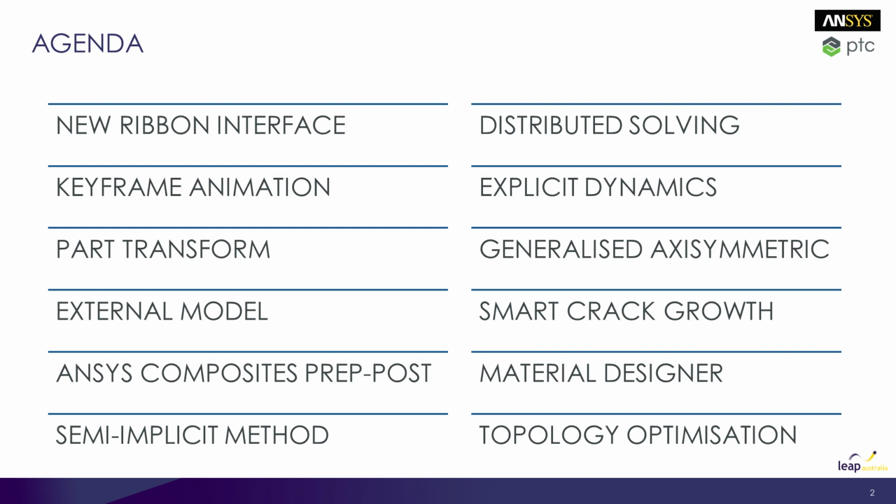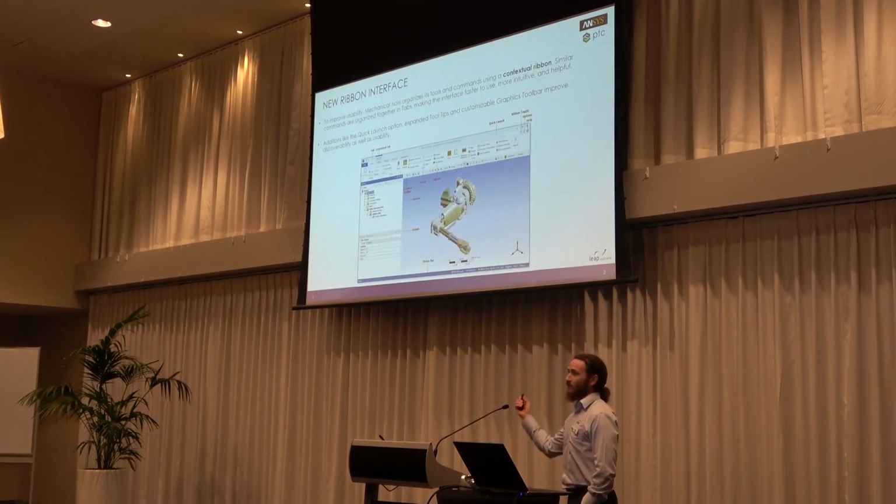I think this is my new favorite toy in R2, the semi-implicit method. So I'll show you that and give you a bit of a demonstration. Some stuff on distributed solving and cloud solving. New features in explicit dynamics. A general axisymmetric tool, which is really quite clever. Some stuff on smart crack growth and distributed solving in that. Material Designer, which is my second favorite new toy in R2. And then some stuff on topology optimization, which will overlap a bit with what we'll be presenting later with additive manufacturing.